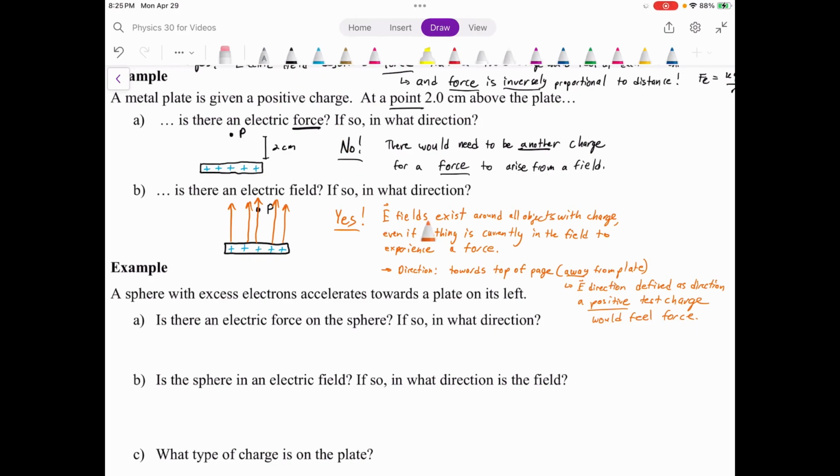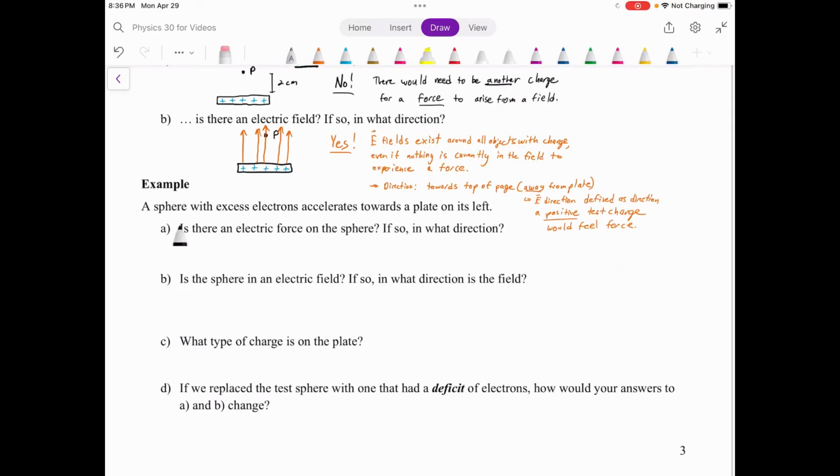Okay, so just to summarize what we were talking about there: yes, there is an electric field, even if nothing is there to feel a force. Anything with charge generates, creates its own electric field. The direction would be away from this positive plate because, again, we ask ourselves, in what direction would a positive charge feel a force if placed there?